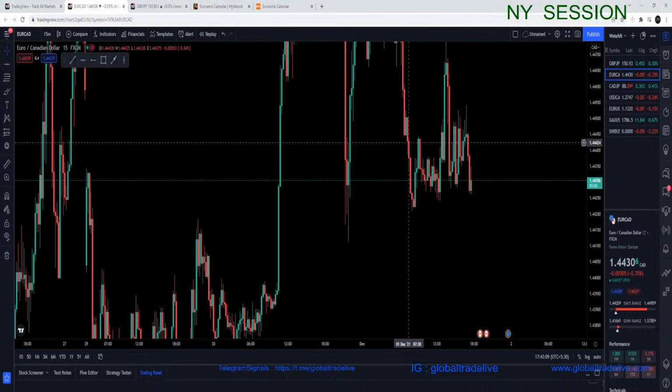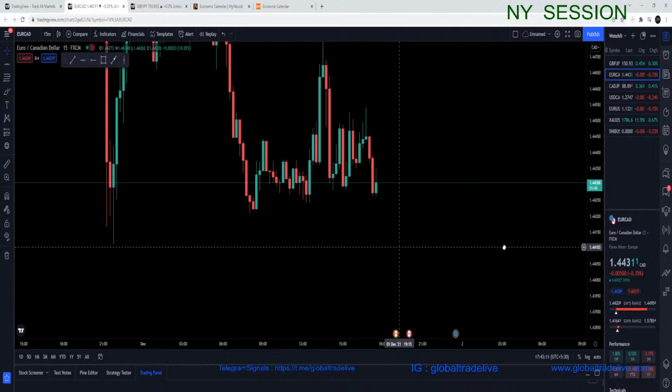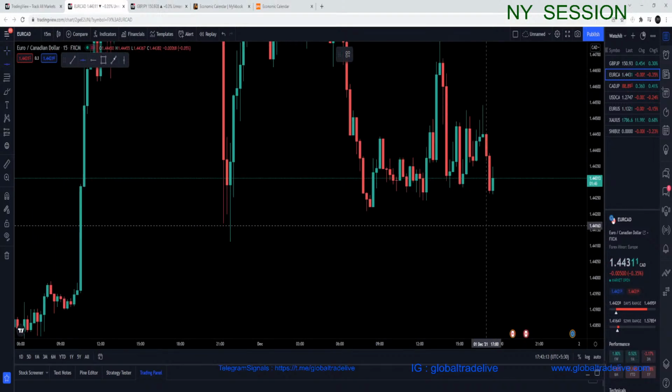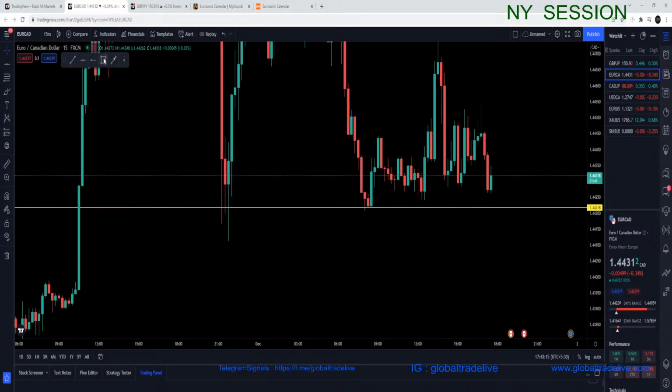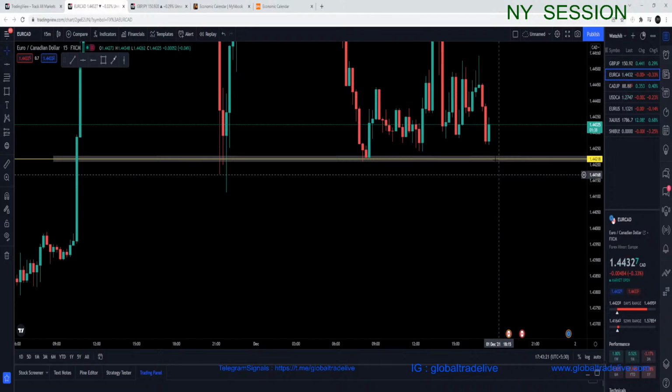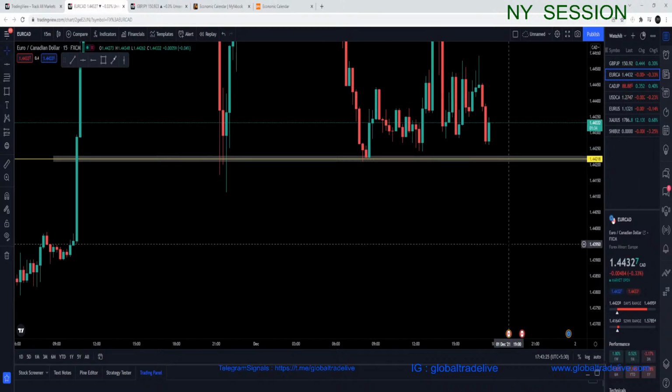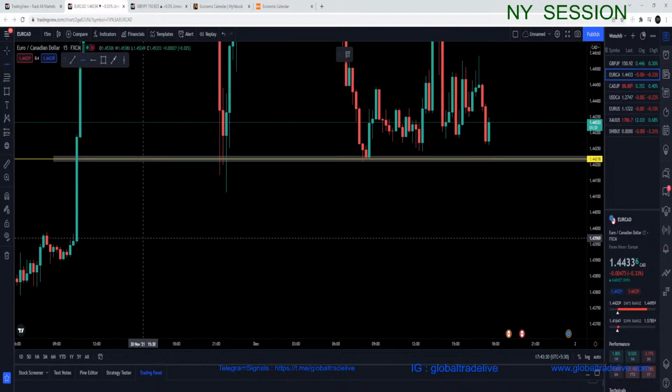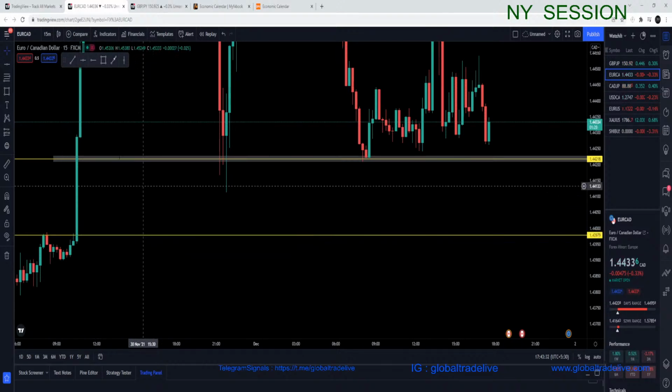So if we are expecting EuroCAD to move down, that means taking sells below this level will be a good idea. So I'm gonna wait for the 15-minute candle to close below the 1.44218 area to execute sells, because we have this clean candle to cover up, and then finally it can reach this level over here.